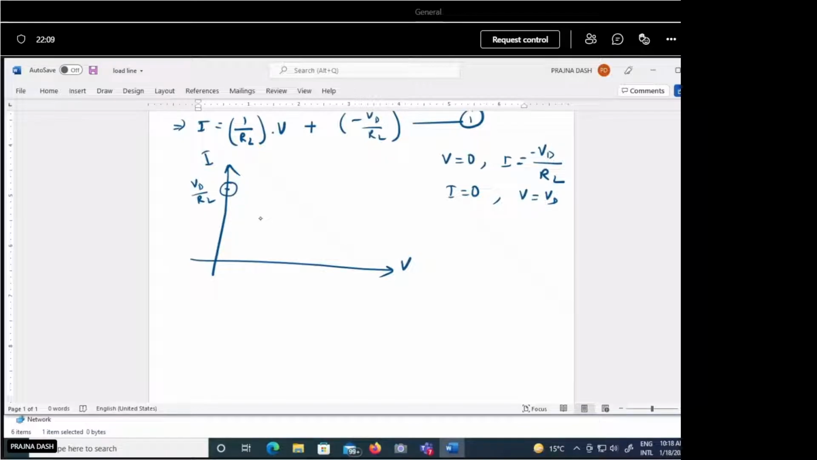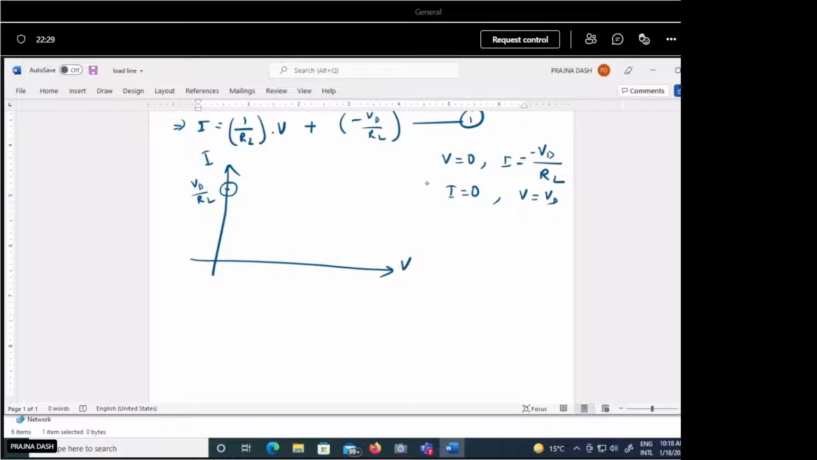Ma'am, it's minus VD by RL. Yes, minus VD by RL. Just I have taken this as the magnitude value. So this will represent the direction of your current. So I have just taken the magnitude value, VD by RL. If the negative sign is there, then the current will flow in the opposite direction. I have only kept the magnitude value.